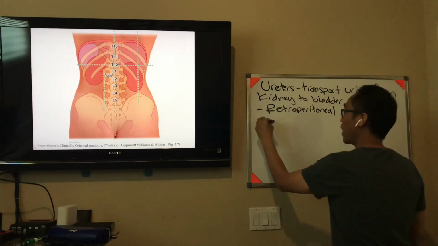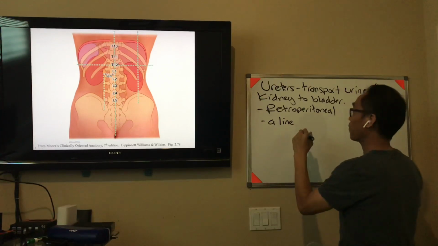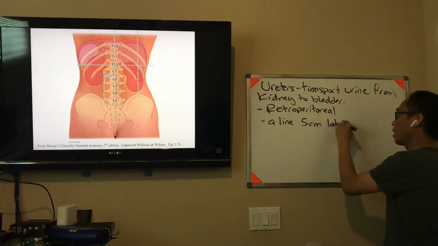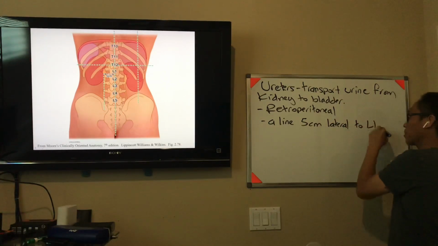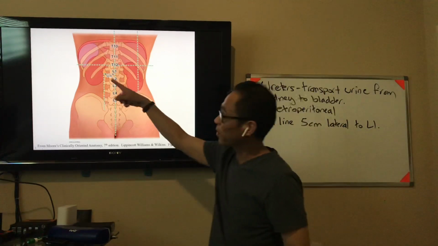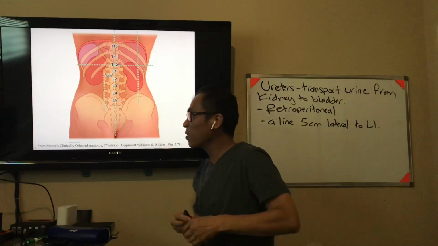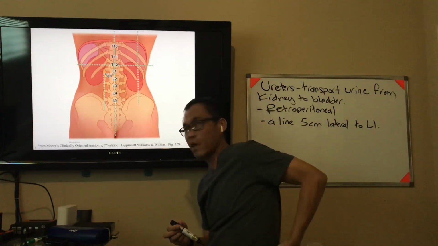So imagine a line from about 5 centimeters lateral to L1 vertebra. So that's this top part here, that's the top of the ureter. All the way down, that's the posterior superior iliac spine, if you remember your anatomy, right around there.